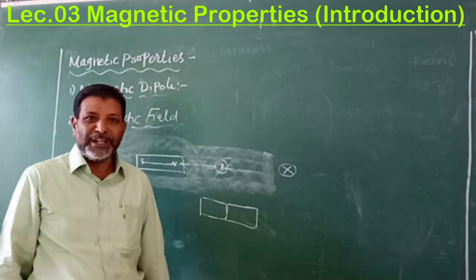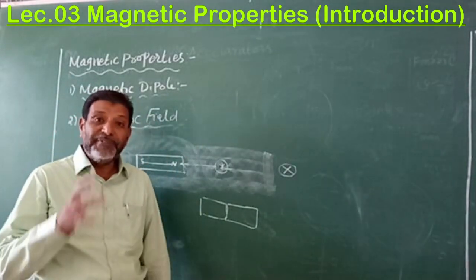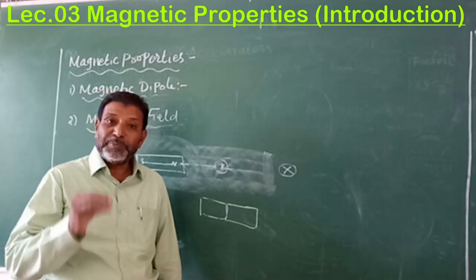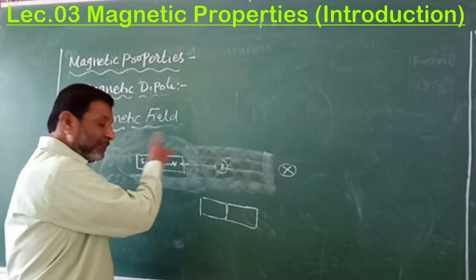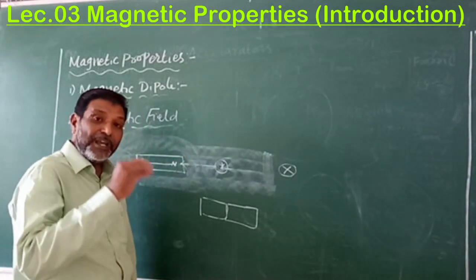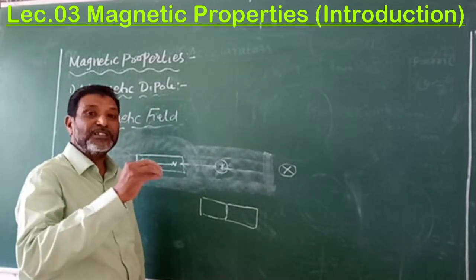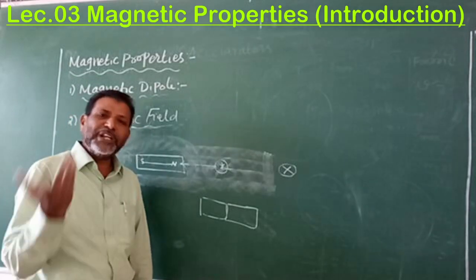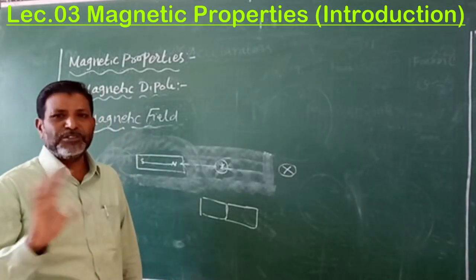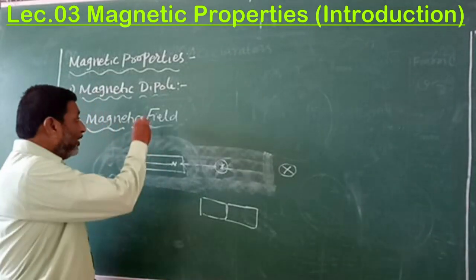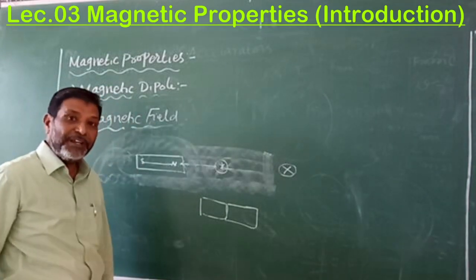Now I will come to the main definition: what does magnetic field mean? It is the space around the magnet in which a magnet or magnetic material experiences the force. If it won't experience the force, then you see that there is no magnetic field. So this is the definition of the magnetic field.